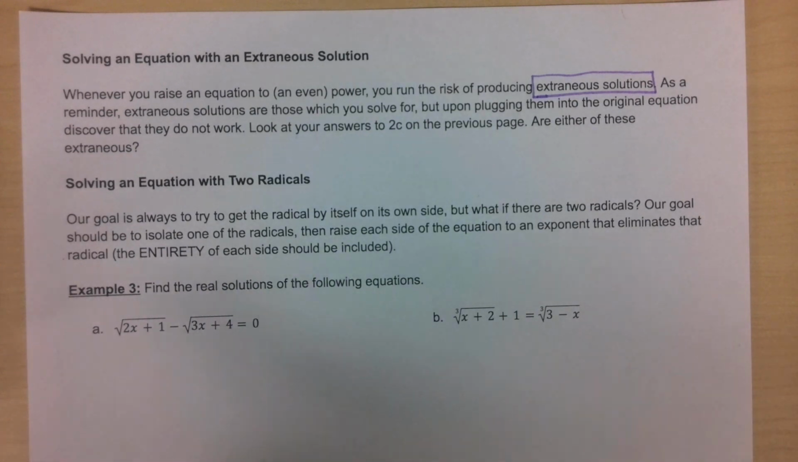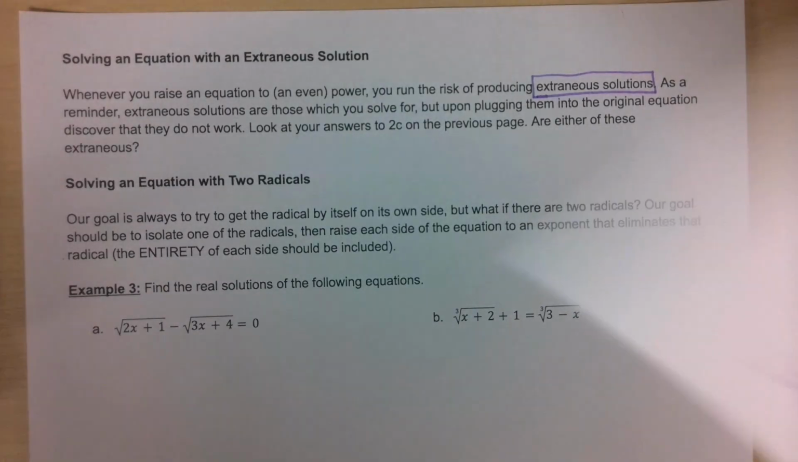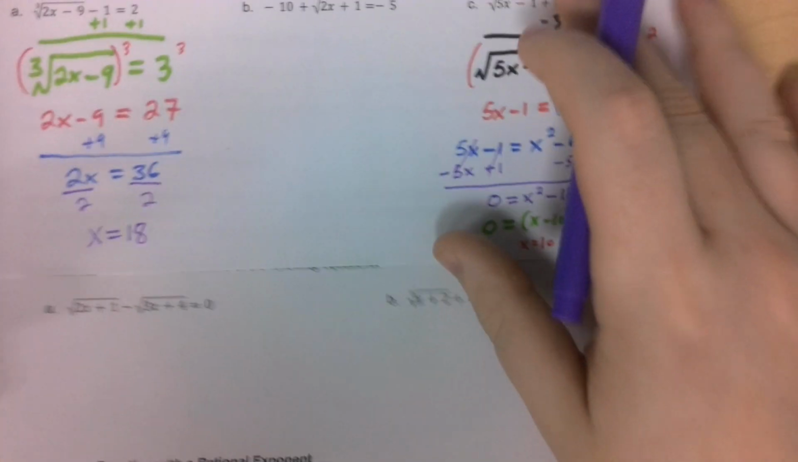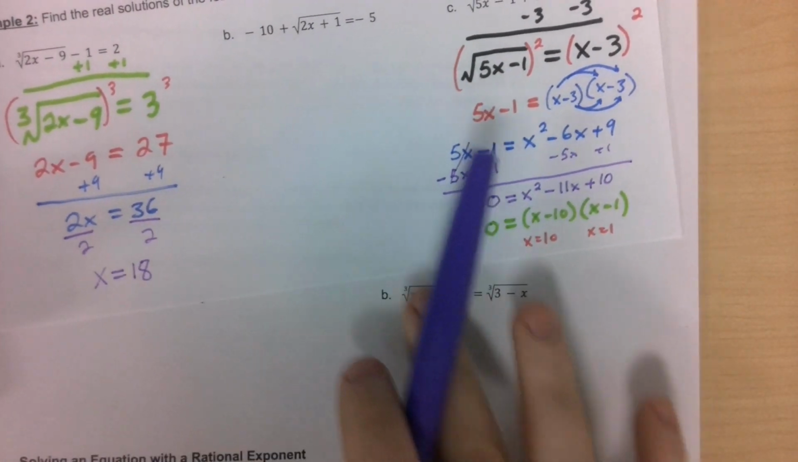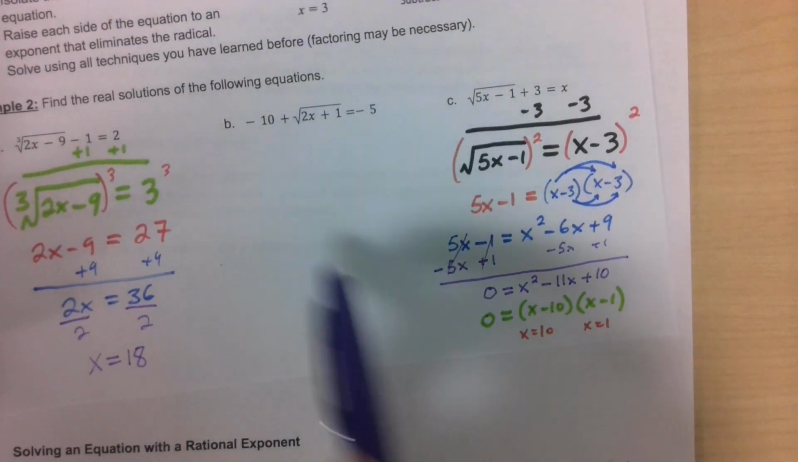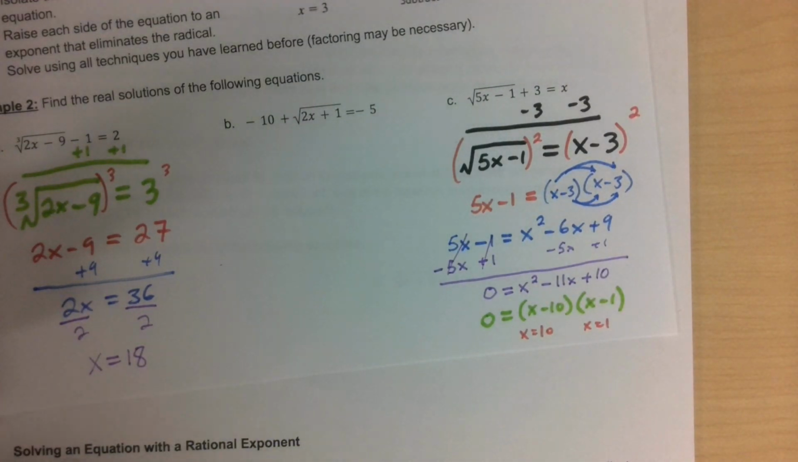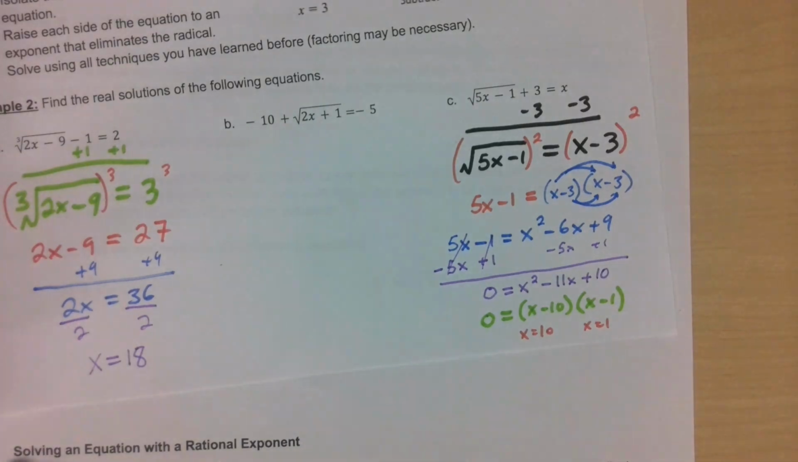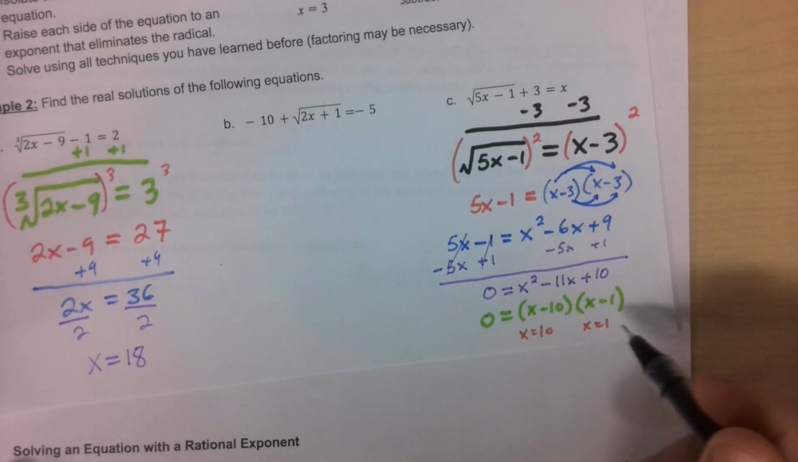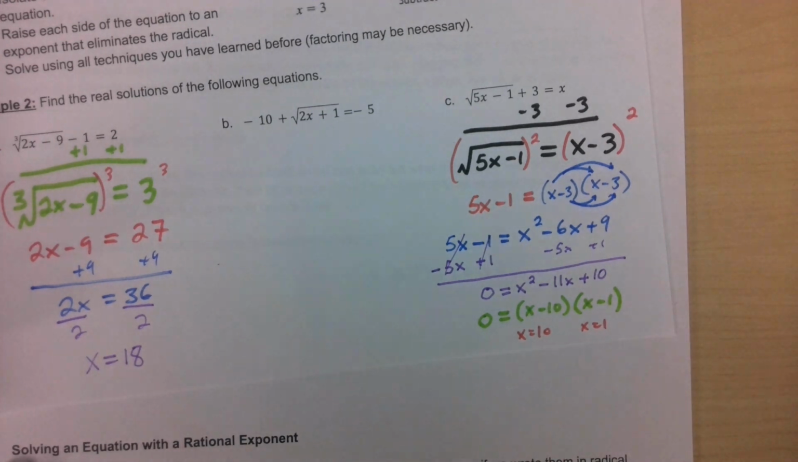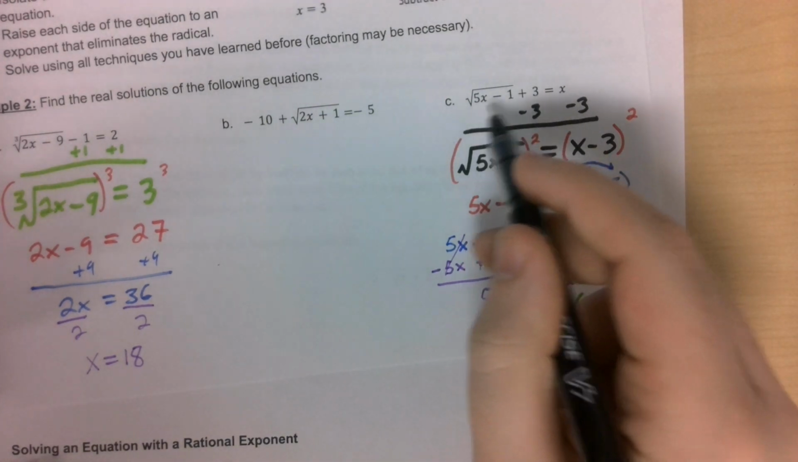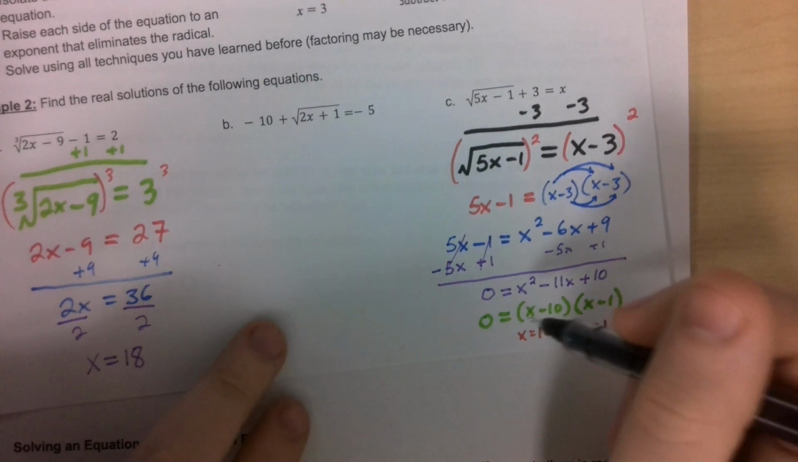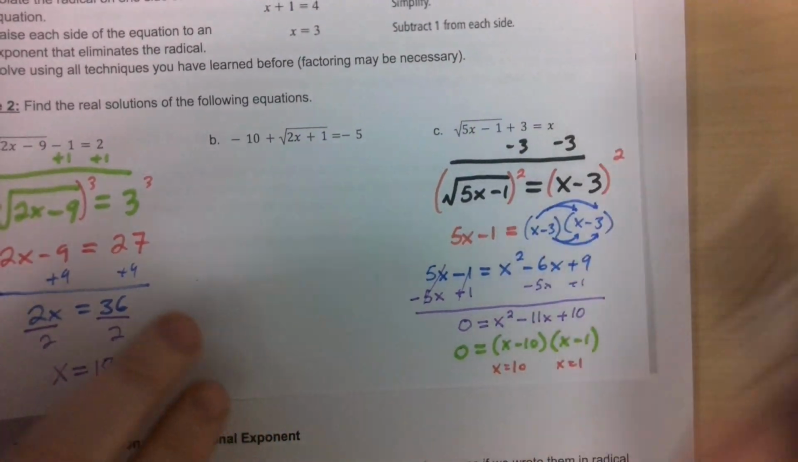So let's look at our answers to 2c on the previous page and see if either of them are extraneous. As a reminder, we got x equals 10 and x equals 1. And I'm going to use the extra space I have over here to show you what we would do. We have to, step by step, plug in all of the answers we got and see which ones work. Since x is in two places in our equation, we're plugging 10 in, for instance, to both of those x's.